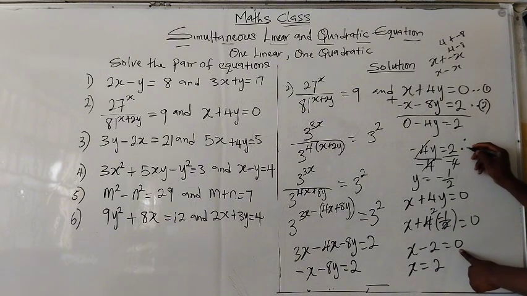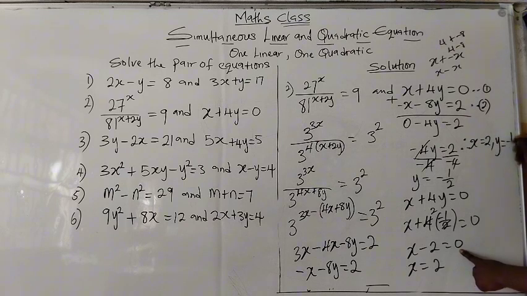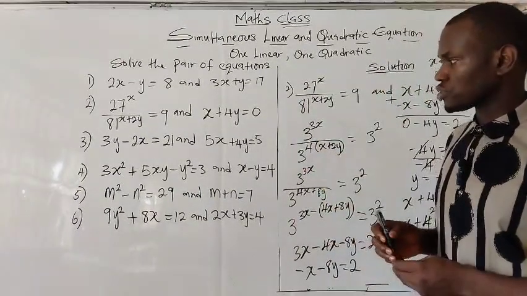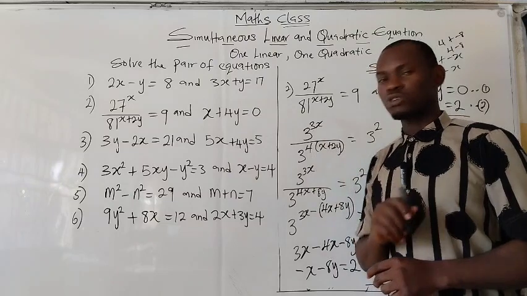So we make our conclusions. When x is 2, y is going to be negative half. And that becomes the solution to question number 2. Let's attempt question number 3 and see what the solution looks like.